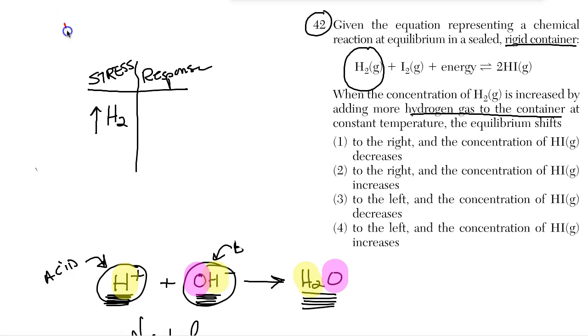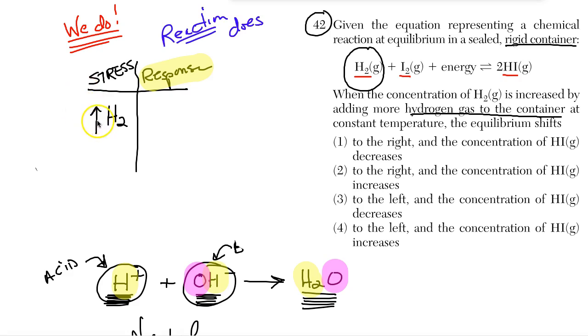Stress is what we do. This is what the people do. We do this to a reaction that's already at equilibrium. It's already balanced, in the sense that the amount of these guys are staying the same because the rate of the forward equals the rate of the reverse. That's the balance. We're going to upset that balance by adding more H2 than I'm supposed to have at equilibrium. Okay, now the response is what the reaction does. This is what the reaction does to regain its balance. Okay, it's important you get that.